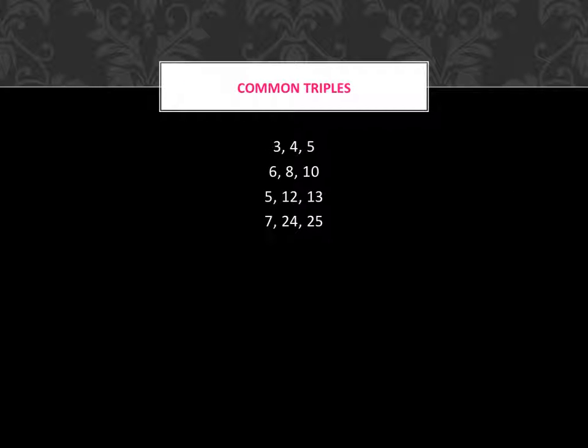So these are some common triples. Triples are three sides that when you plug them into the Pythagorean theorem, they always work, okay? The three whole numbers, basically. So if I gave you the side lengths of a right triangle were 3 and 4, you can automatically gather that the hypotenuse is 5. If I gave you 6 and 8, you can automatically gather that that third side is 10. 5 and 12 leads to 13, and 7 and 24 leads to 25.